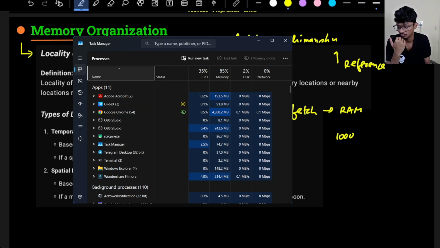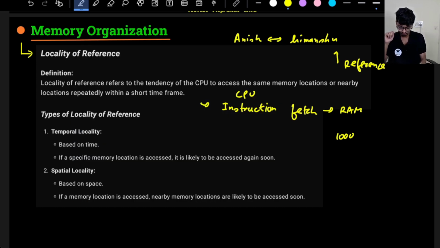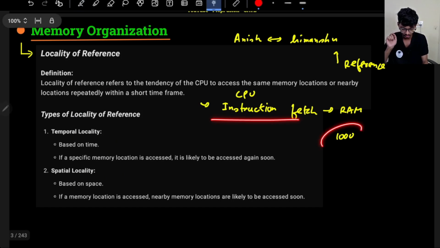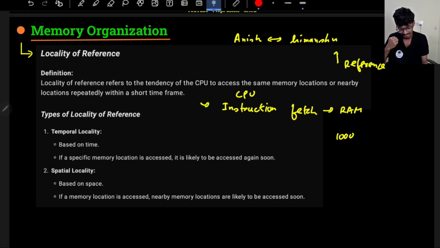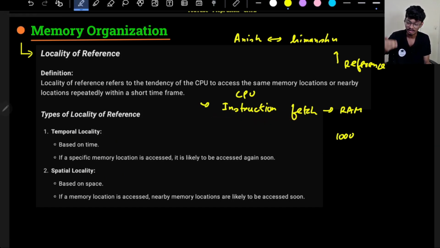So what do I want to come to? What is the conclusion? Conclusion is that ultimately, it will not be like that. If I am fetching some instruction, it will be only like an 8-bit instruction, right? I will have thousands or hundreds of thousands, millions of instructions. It will start from 1000 to some 10,000, something like that, right? Of the same program, correct?